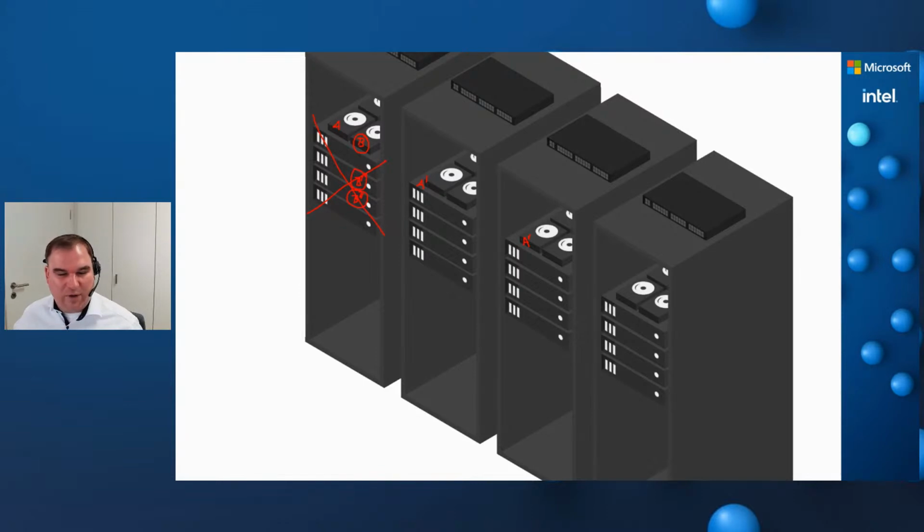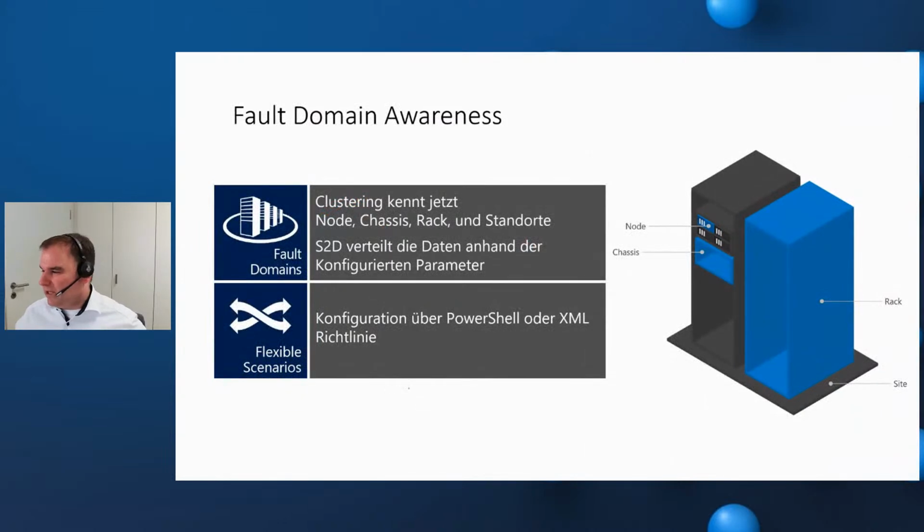But this is configurable. This is not default, but we can configure a site awareness or a rack awareness or a chassis awareness. Maybe you know systems where you have a rack chassis with 4 servers in one main chassis or 8 servers in one main chassis. Then maybe you will configure a chassis awareness. The default is the node awareness. So Storage Spaces Direct knows about the nodes, and this means storage scale unit.